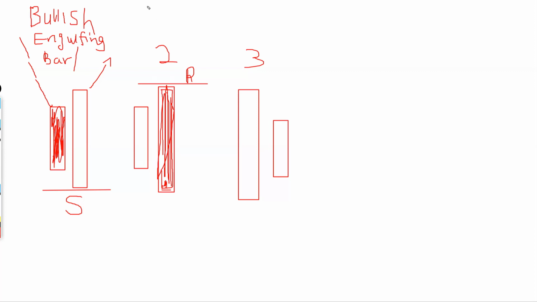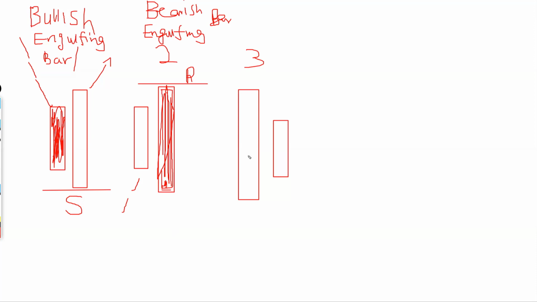Why is the second right here called a bearish engulfing bar? Bearish engulfing bar. Whenever you find this on your trading chart, it means the upward trend is about to change to a downward trend. You might find this at the resistance zone.